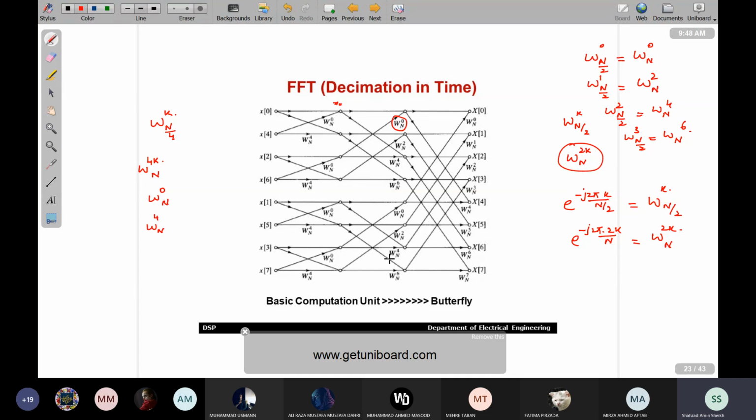So any questions regarding this? So these 8-point DFTs, 4-point DFTs, 2-point DFTs, and in this way these repetitions will continue to appear. And how these values are calculated, I have explained it here. Any queries, any confusions? No sir. Okay, great.